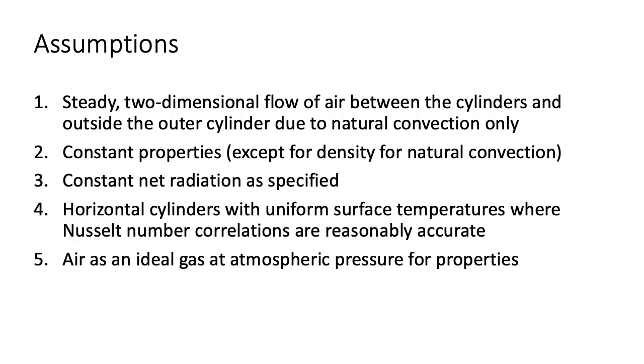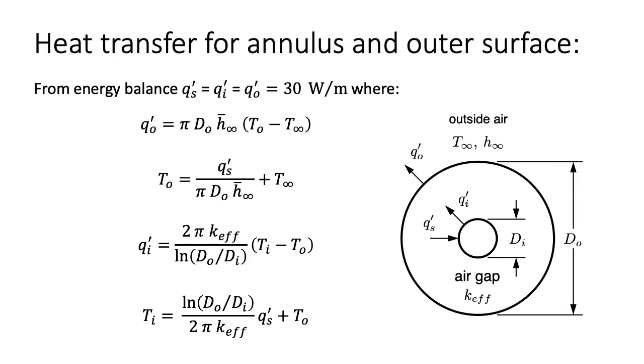Our fifth assumption is that the air is an ideal gas at atmospheric pressure, which will be used to look up properties. Clearly, these are some significant assumptions, and we should only expect an accuracy of about plus or minus 20% for our results. To find the steady-state cylinder temperatures, we first apply an energy balance on the inner aluminum cylinder. Based on this, when the water stops flowing, the net solar radiation into the inner aluminum tube must equal the convection across the annular air gap.